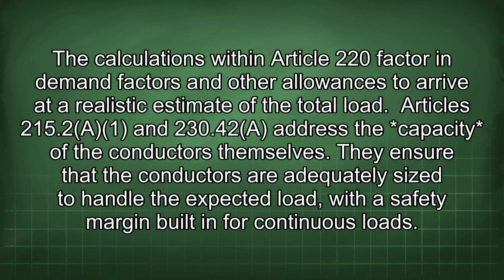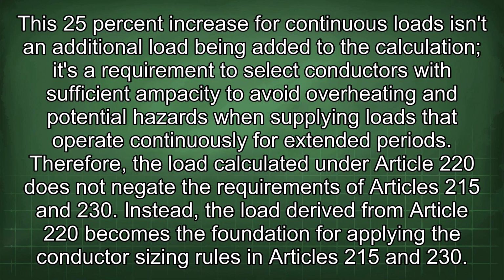They ensure that the conductors are adequately sized to handle the expected load, with a safety margin built in for continuous loads. This 25% increase for continuous loads isn't an additional load being added to the calculation, it's a requirement to select conductors with sufficient ampacity to avoid overheating and potential hazards when supplying loads that operate continuously for extended periods. Therefore, the load calculated under Article 220 does not negate the requirements of Articles 215 and 230.